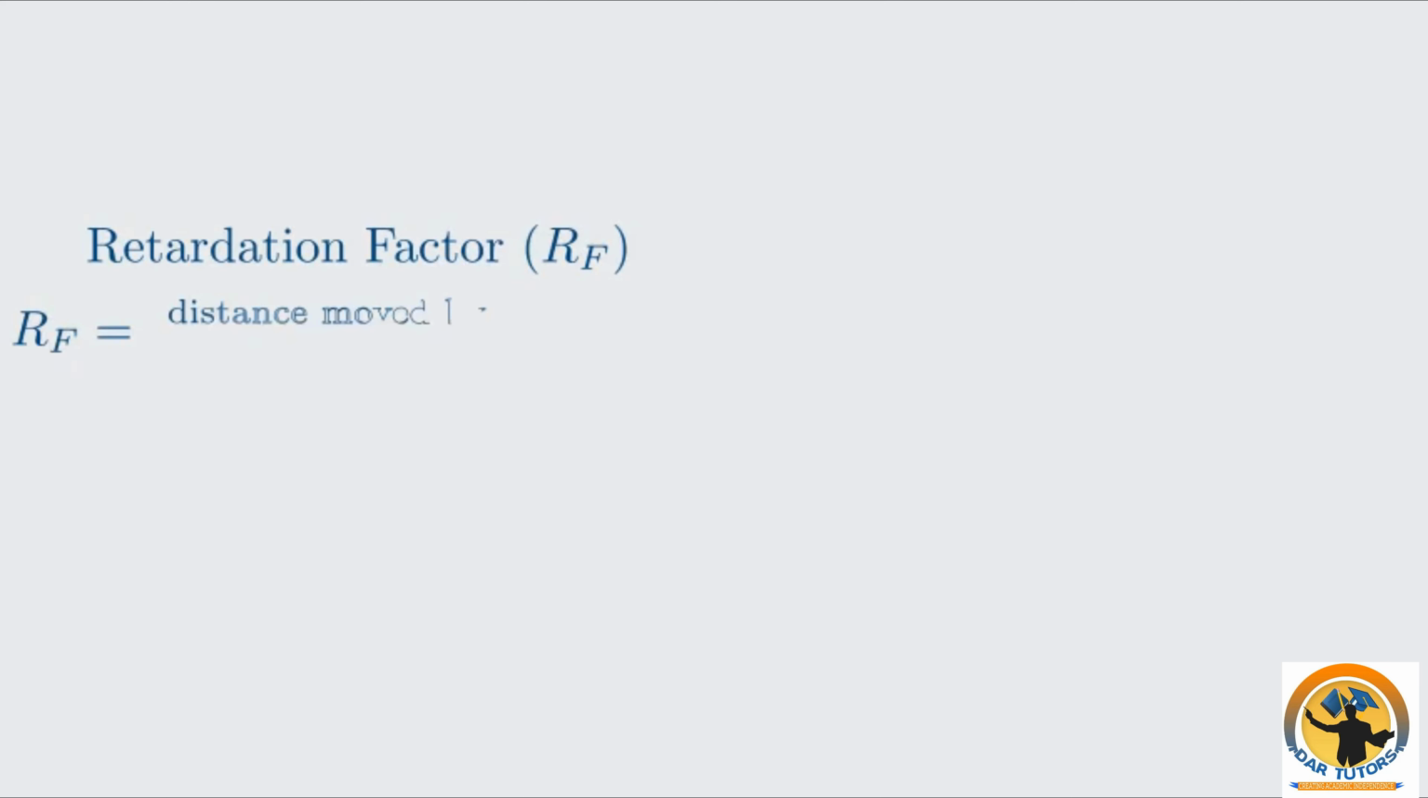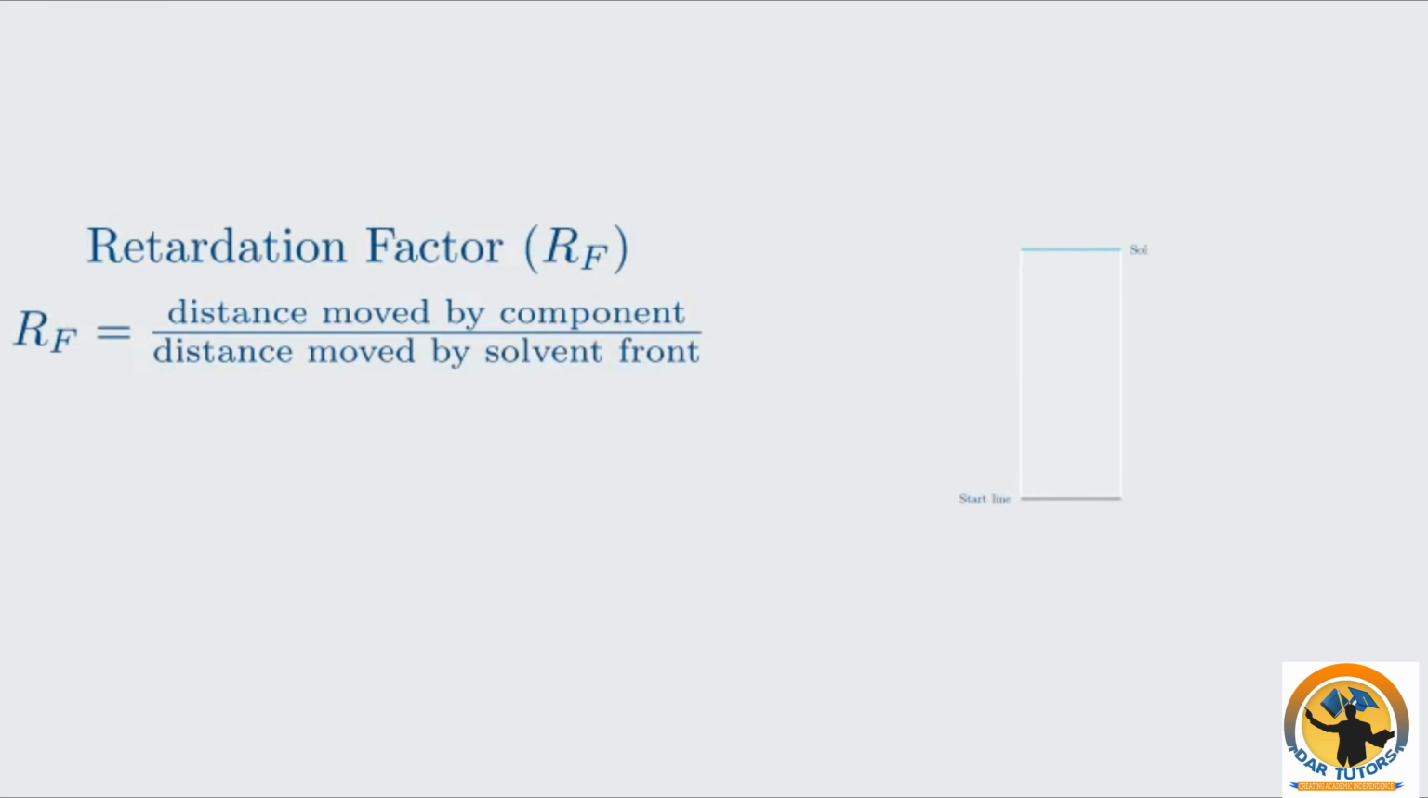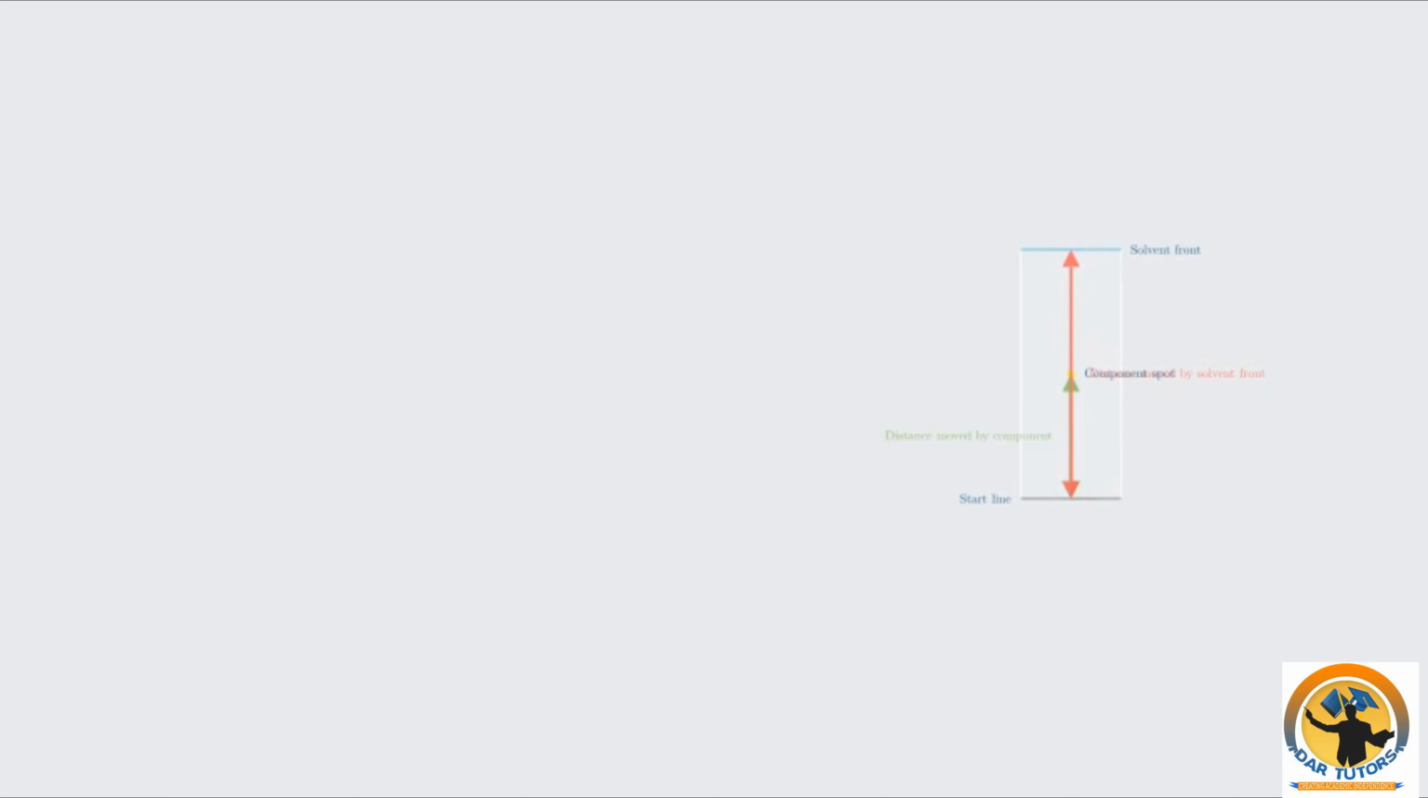To make chromatography a quantitative tool, we use the retardation factor, or RF value. The RF value is a characteristic property of a compound in a given chromatography system. It is defined by a simple ratio: the distance traveled by a given component spot divided by the distance traveled by the solvent front, both measured from the starting line. Let's work through an example.